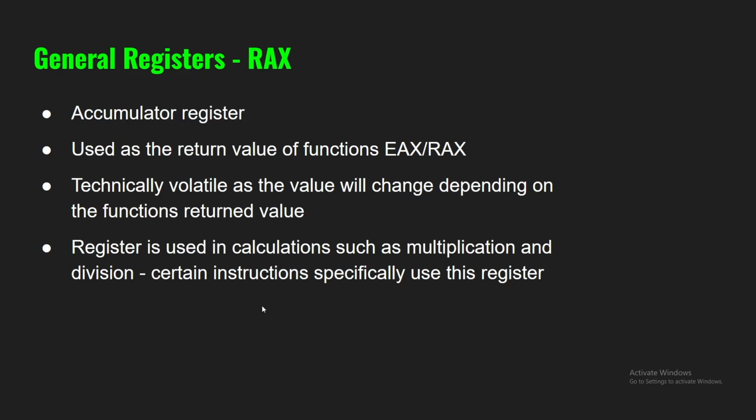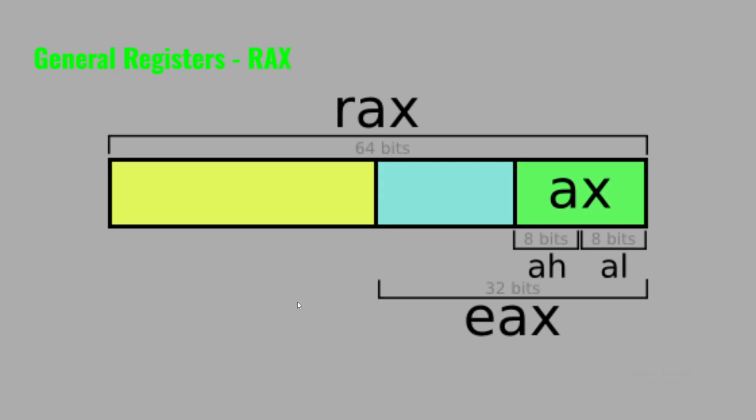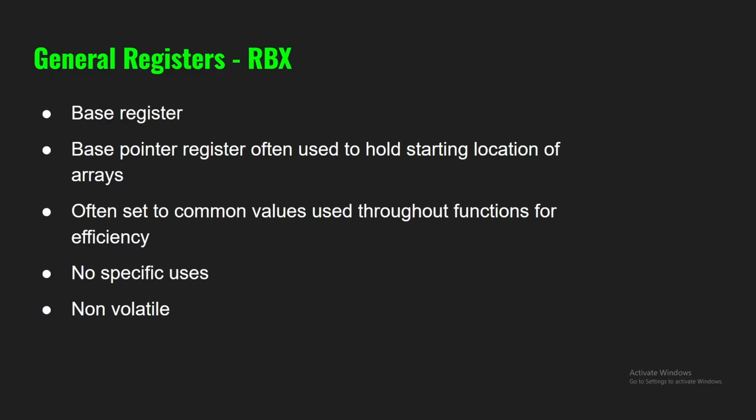The register is used in calculations such as multiplication and division, and certain instructions will specifically use this register for division calculations, or division instructions I should say. Finally, here is a nice little diagram of our register. So our RAX, the full 64 bits, our lower 32 bits being EAX, and then we have the lower 16 bits which you can access, and you can access the 16 bits in 8-bit halves in higher and lower portions respectively. And this is a theme that's going to go across this video. All the registers are going to pretty much look the same, not going to differ.